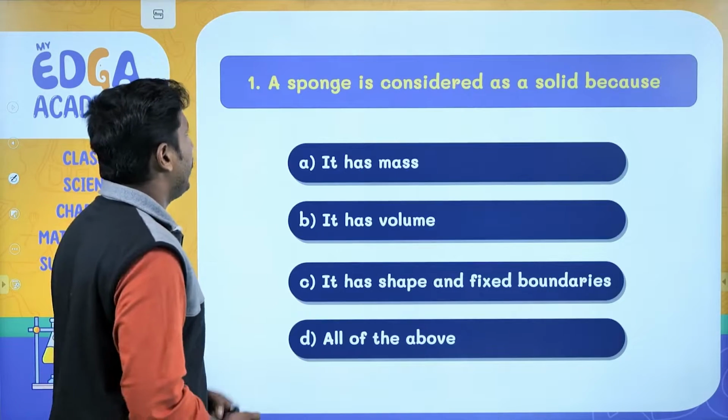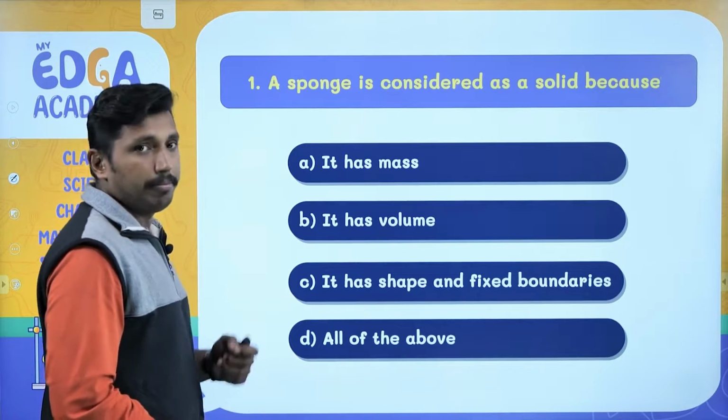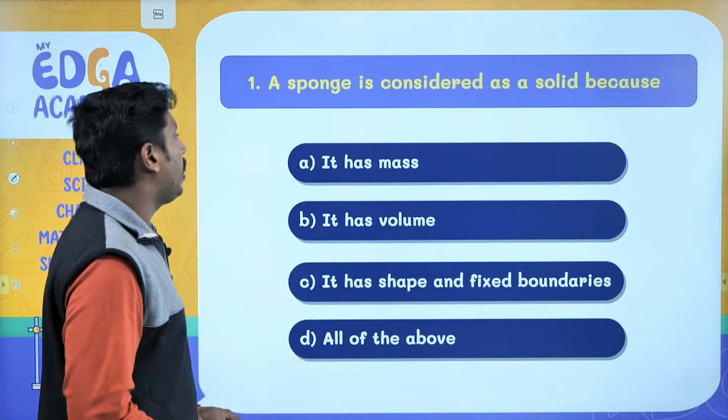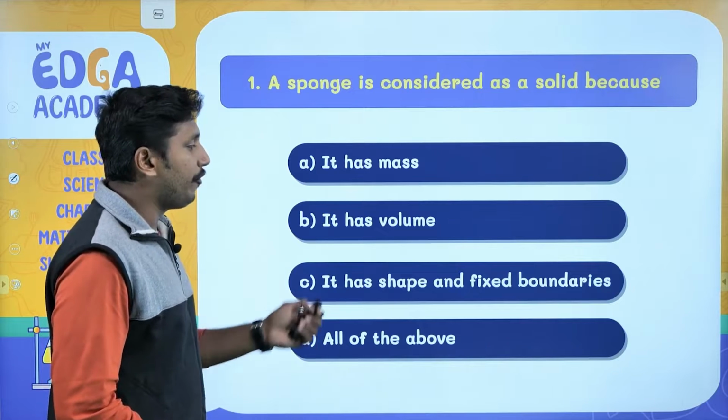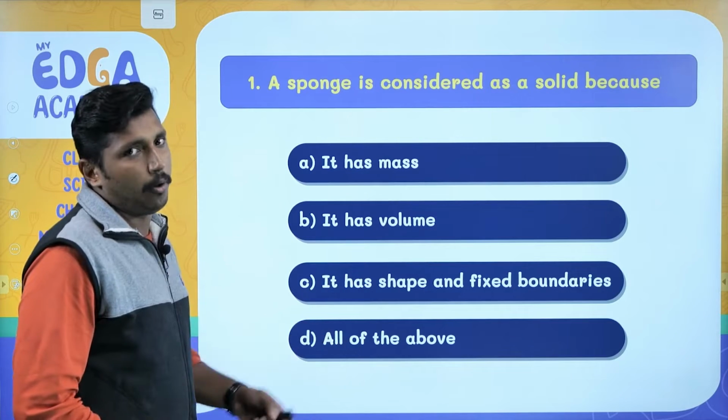The question is, a sponge is considered as a solid because the options given are, it has mass, it has volume, it has shape and fixed boundaries, all of the above.